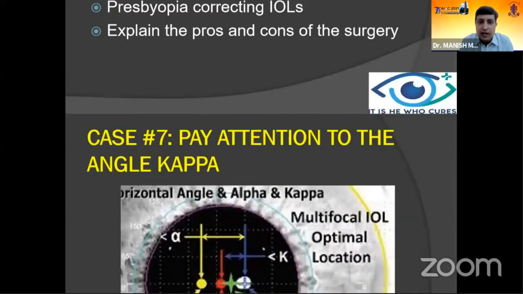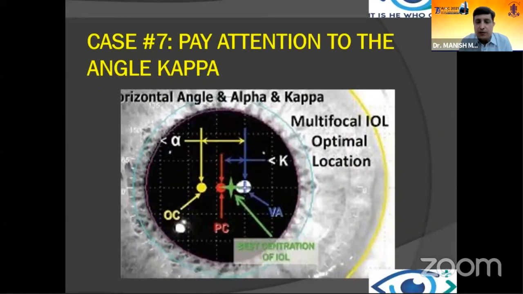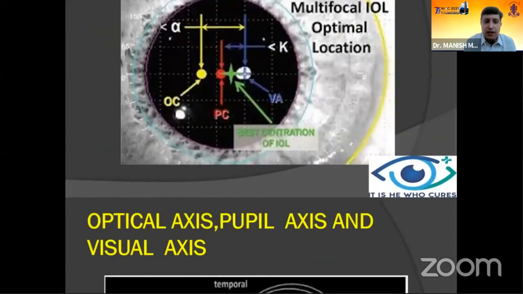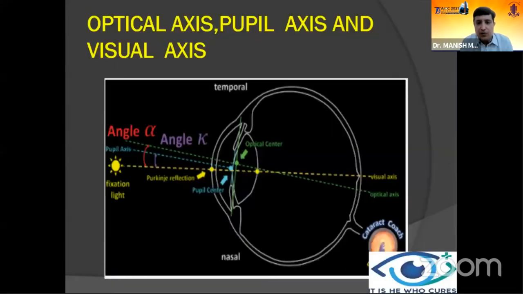I would like to highlight another case. When we are implanting multifocal intraocular lenses, it's very important that we implant the lens right in the center, in between the visual axis and the center of the pupil. Let's understand this diagrammatically. We have the visual axis, which is a line drawn from the fixation light to the fovea. Then we have the center of the pupil, and if we draw a line perpendicular to this center, we get the pupillary axis. The angle between the visual axis and the pupillary axis is the angle kappa, which is actually very important.